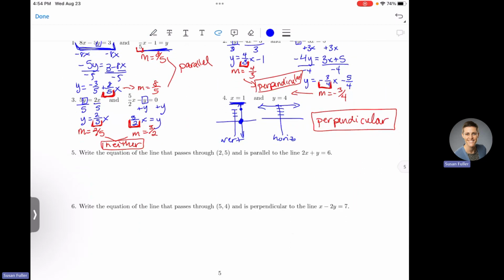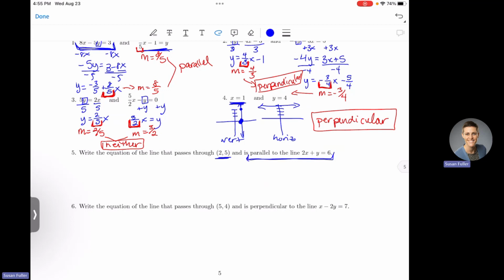All right, these last two are the main ones that I wanted to go through. So we want to write the equation of the line that passes through 2, 5 and is parallel to the line 2x plus y equals 6. Okay, so we need to write the equation of a line. The line that we want to write the equation for goes through the point 2, 5, and it's parallel to this line.